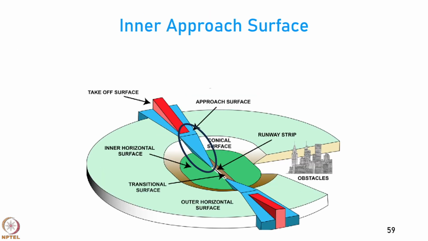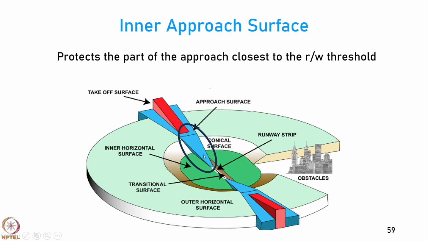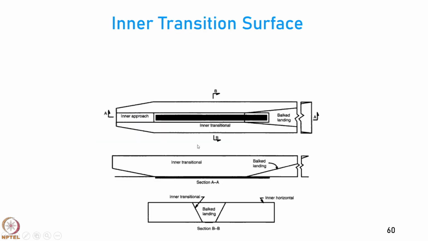Okay. Then we have the inner approach surface, which is the approach surface with the blue color on the inner side. This protects the part of the airport approach which is closest to the runway threshold. So, in this area you are the nearest, this is where the runway starts if you come to land from here. So, this protects the area nearest to the runway.